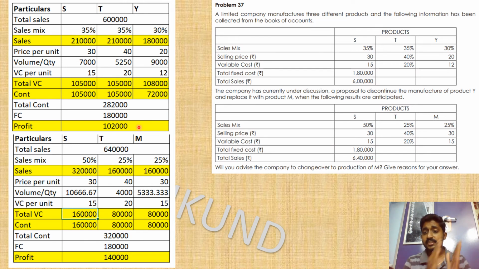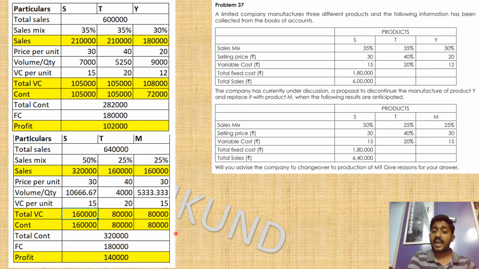Now this is for the S, T and Y case. Now the Y product, the company is willing to discontinue, and they want to replace it with M. Whether this will fetch you more profit or not, that is the question they have asked you as a cost accountant. In this case, apply the same matrix. The total sales is given as 6.4 lakhs. Sales mix is given, so the sales in rupees you can divide into the three products. Price per unit is given, and with that you can find the volume or quantity. Variable cost per unit is given, and multiplying by the sales volume, you can find the total variable cost.